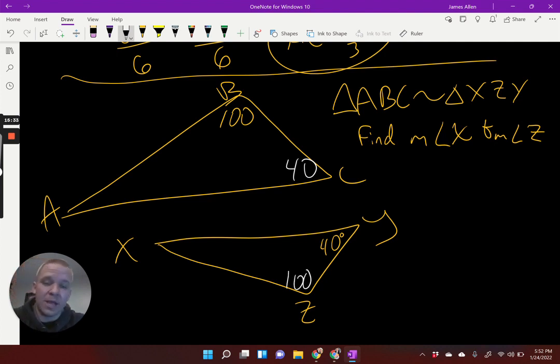And what do I know about all the angles of a triangle? They add up to 180. So I'm going to end up with 40 left over for these ones. So whether it asks for A, C, who knows? But I'd be able to get 40 and 100. Okay, I used my corresponding angles. Even though these were flipped over and smaller, I was able to line them up with my similarity statement.